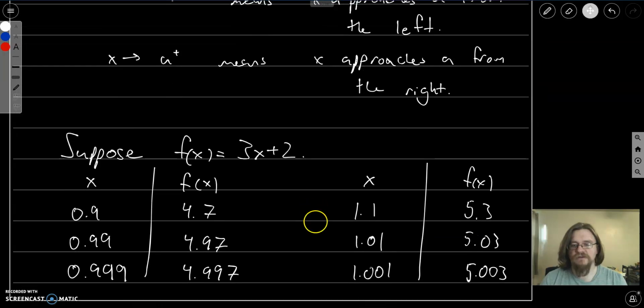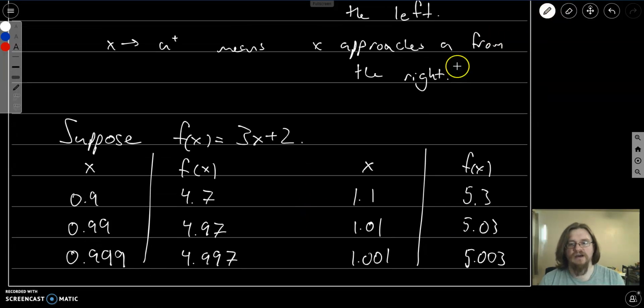If we were given a function, let's say 3x plus 2, and we take our numbers that are approaching 1 and we plug them in. So if I plug 0.9 into this function, I get 4.7. If I plug 0.99 in, I get 4.97. 0.999, 4.997. We can see that these numbers are getting closer and closer to 5.